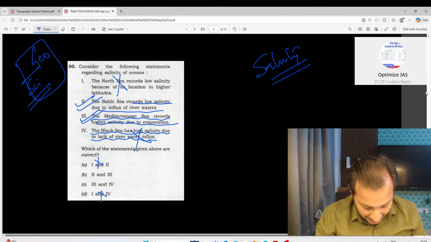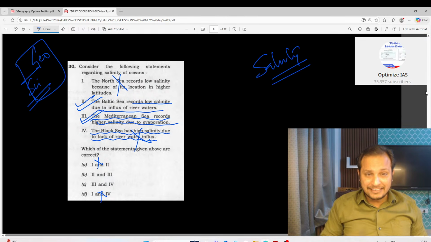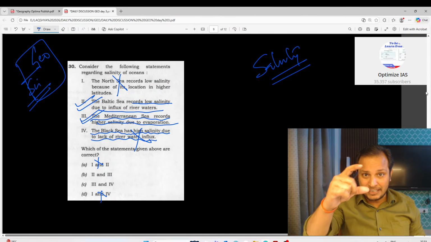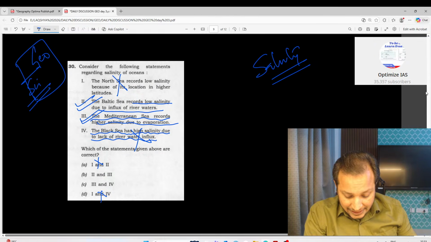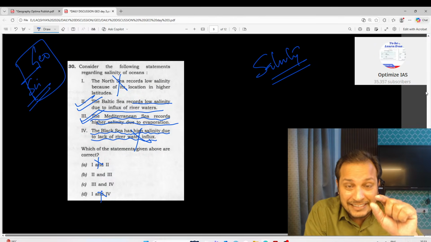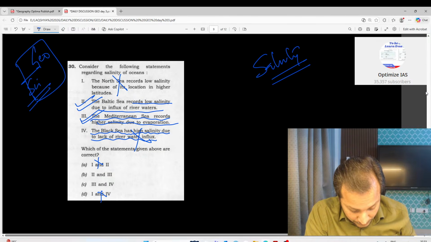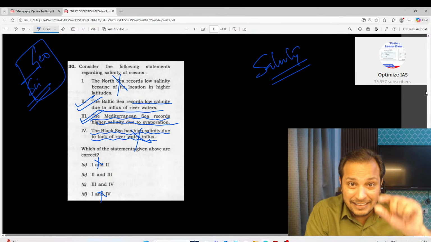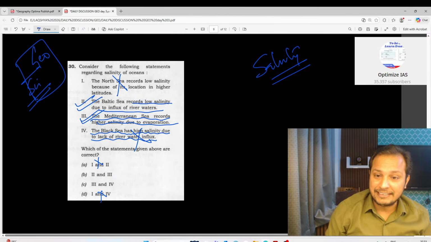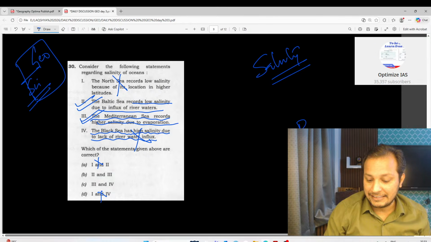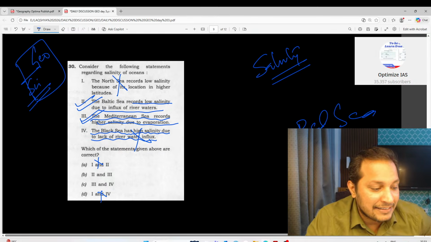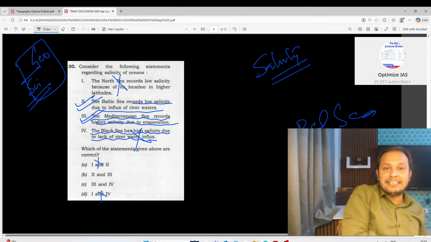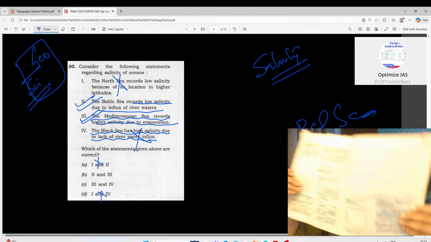I hope you read this salinity chapter. This is very, very important. They have talked about the salinity of the Red Sea. Why is Red Sea salinity high? Because it is a landlocked sea. In the NCERT, they have talked about the Red Sea. Is Red Sea salinity high or low? This is given in the NCERT, guys.